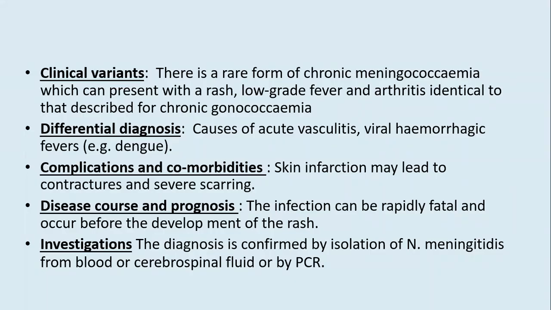Clinical variants. There is a rare form of chronic meningococcemia that presents with rash, low-grade fever, and arthritis, like chronic gonococcemia. Differential diagnosis is that of acute vasculitis and viral hemorrhagic fevers. Complication is skin infarction, leading to contractures and scarring. Disease course and prognosis. Infection may be rapidly fatal and occur before the development of rash. Investigation confirmed by Neisseria meningitidis from the blood and cerebrospinal fluid and by PCR.